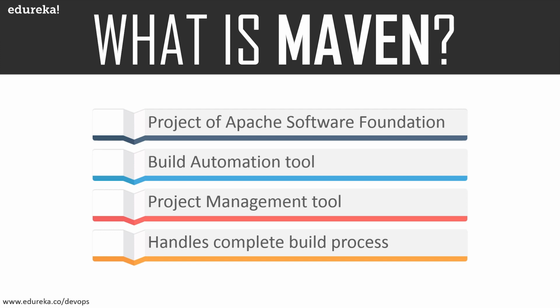Public repositories can also be updated. Maven can also be used to build and manage projects written in C#, Ruby, Scala, and so on. The Maven project is hosted by the Apache Software Foundation, where it was formerly part of the Jakarta project. So this is Maven in a nutshell.